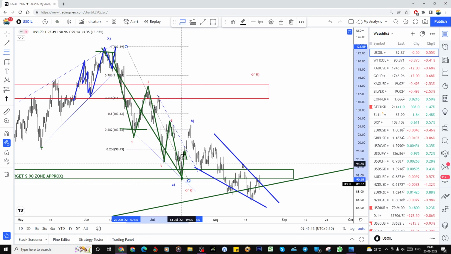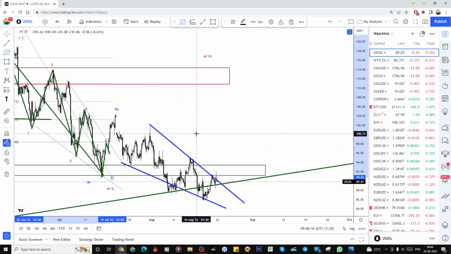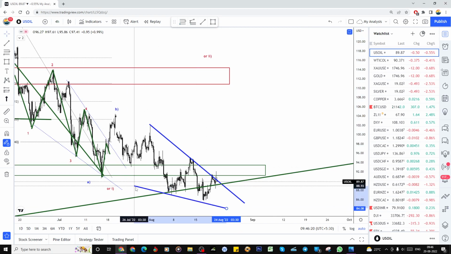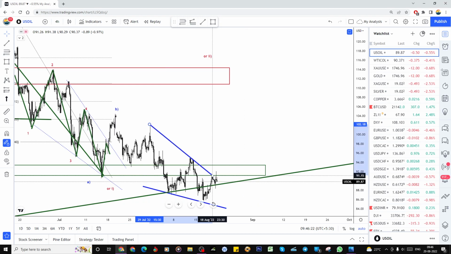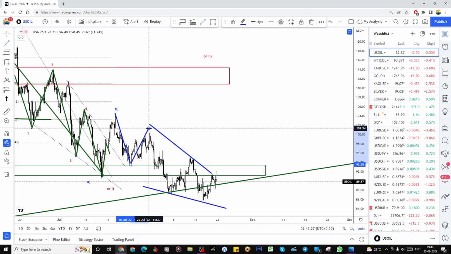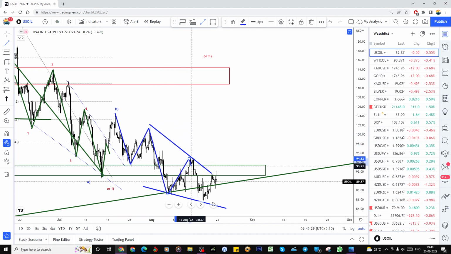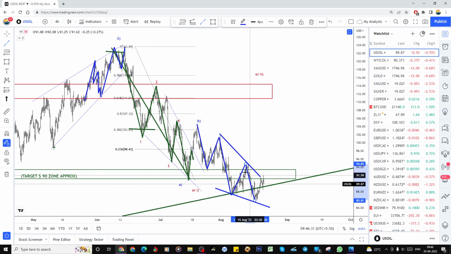Look at this 38.2. It's valid for the zigzag, and this is in the formation of the wedge formation in the C wave. This is the C wave. How? 1, 2, 3, 4 and 5. This happened in silver, the bigger picture.